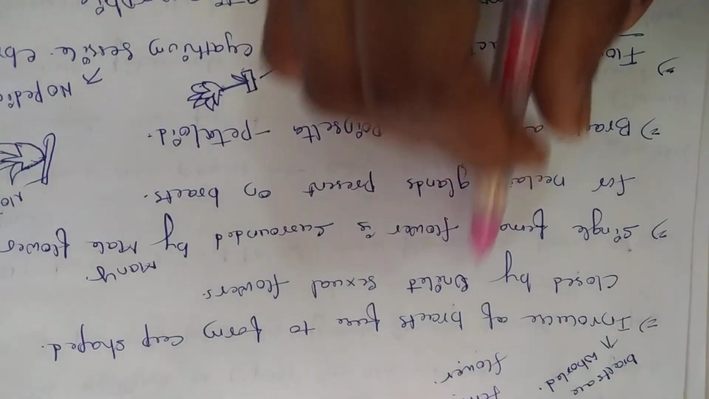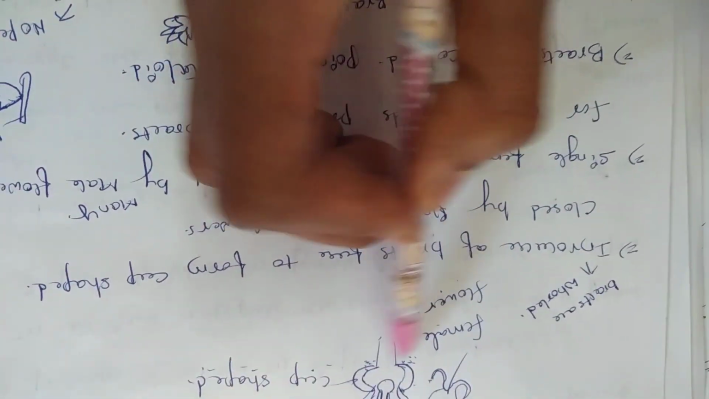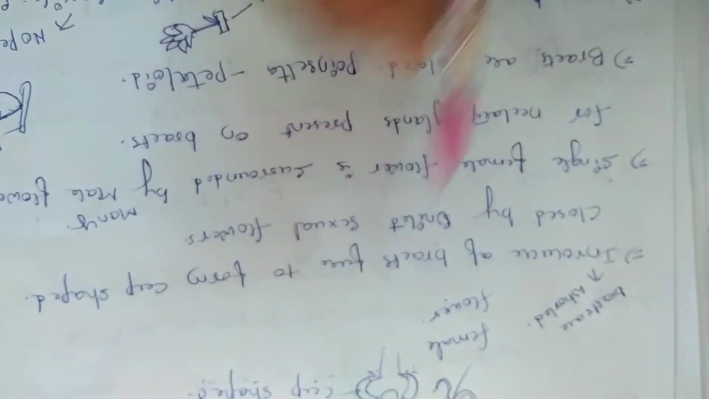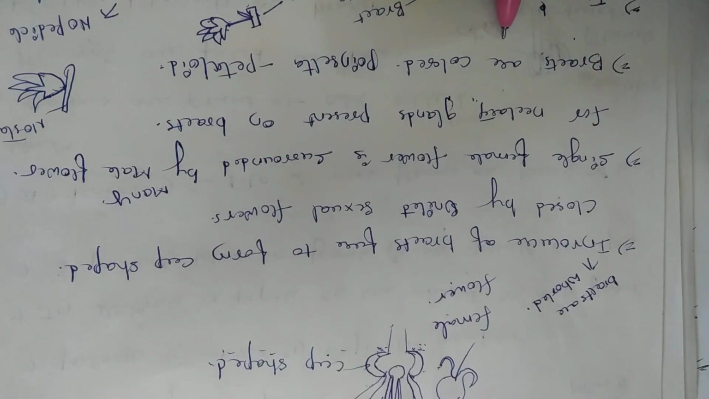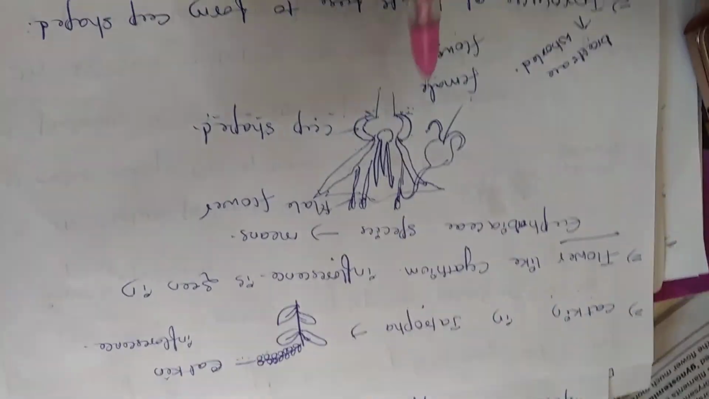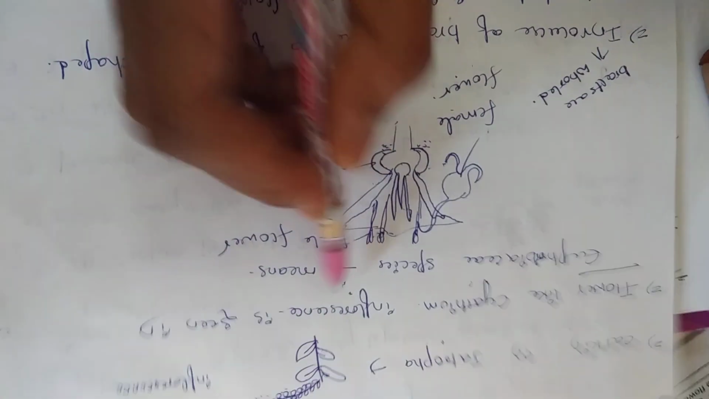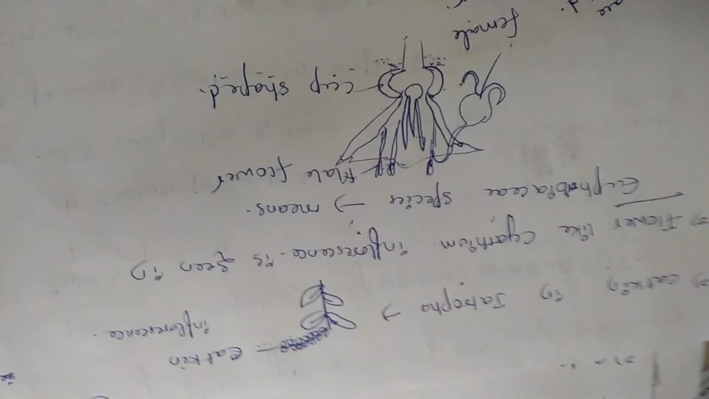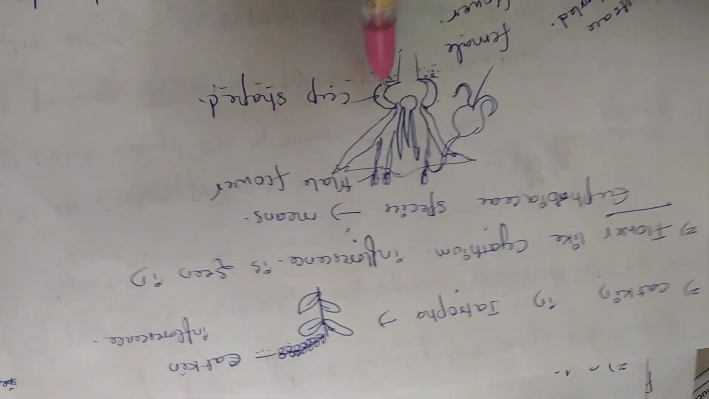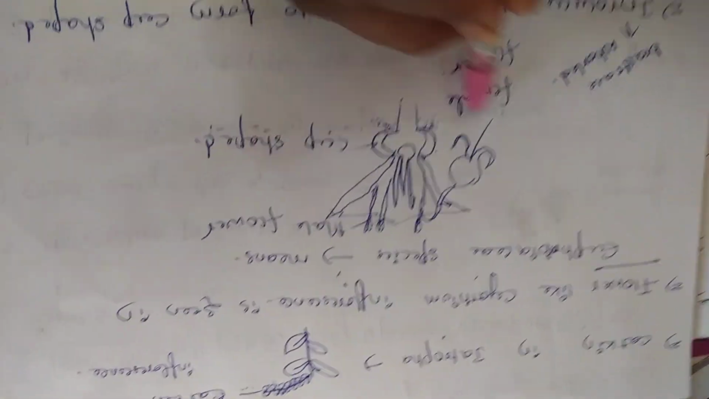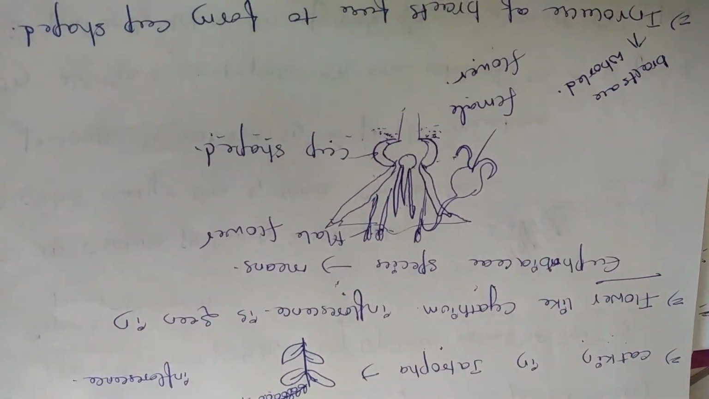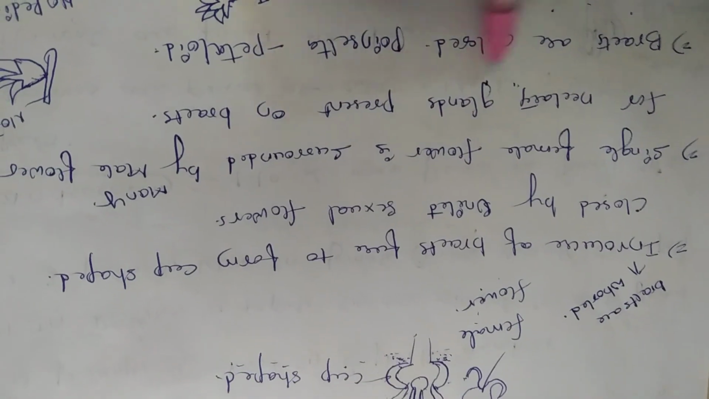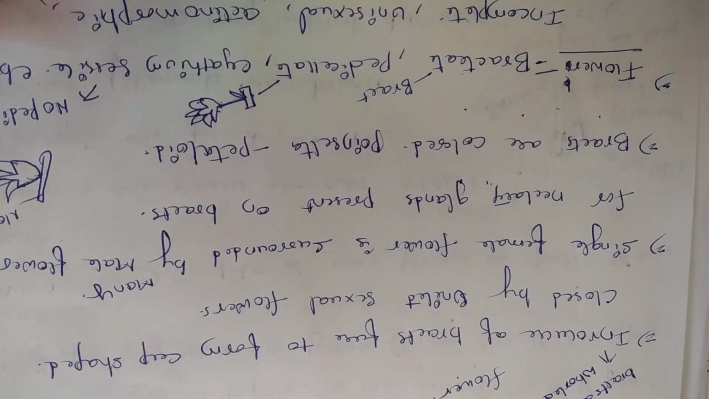Okay, these bracts are present. These bracts are colored. In the Cyathium inflorescence, the bracts are present and colored. In Cyathium inflorescence, the receptacle looks like a cup-shaped structure. So these females are surrounded by the male ones. So females will have the nectary glands and bracts are colored.